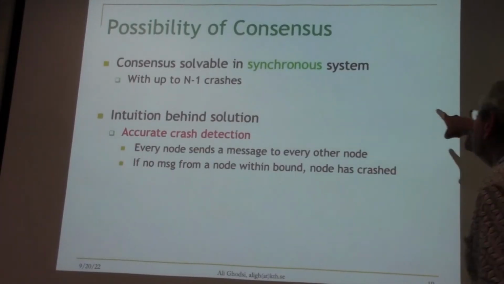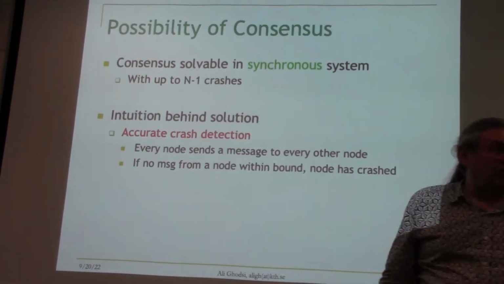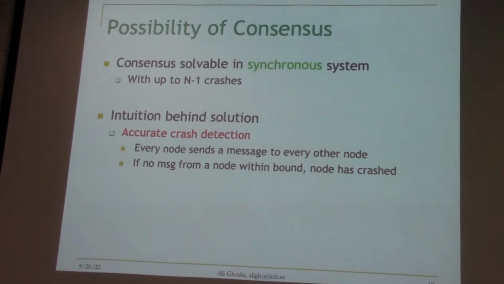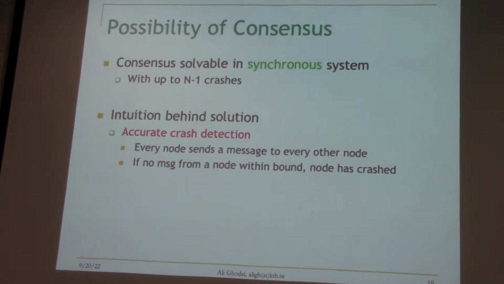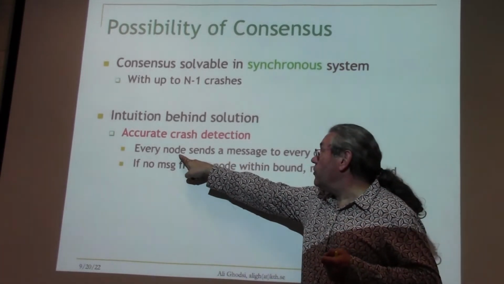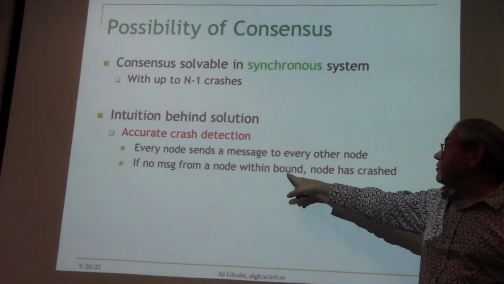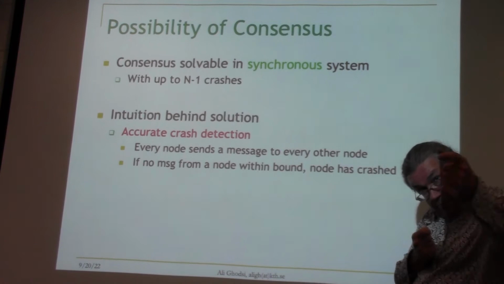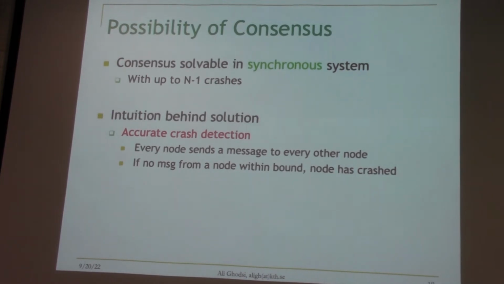So why is consensus so easy in a synchronous system? It's because of crash detection. If I send a message and the upper bound is 1 millisecond, and if I do not receive a message in 1 millisecond, then I know for sure the node has crashed. I'm guaranteed because of the bounds. So a synchronous system has accurate crash detection. Let's say for example the algorithm is that every node sends a message to every other node. And if I'm at a node and I don't receive a message from a particular node within the bound, then I am guaranteed that that node has crashed.